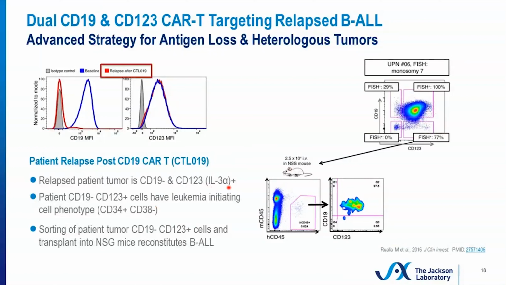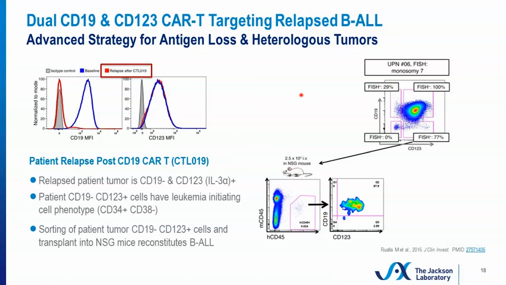CD123 is the IL-3 alpha protein that's found on many cells. So what these researchers took a look at is that with just CD19 CAR T, you could clear out a lot of the tumor, but sometimes these patients would bounce back, or they would still have tumorigenic cells in their system that could be recognized through a genetic approach through FISH or something like that.